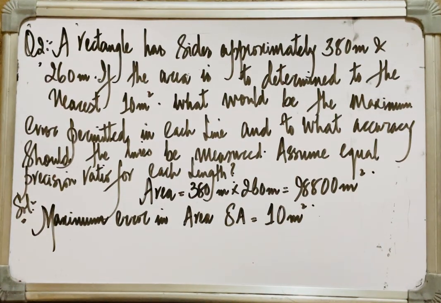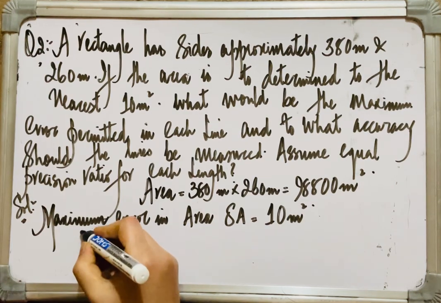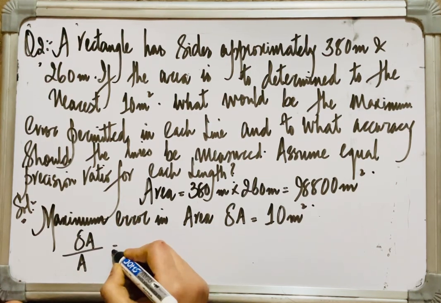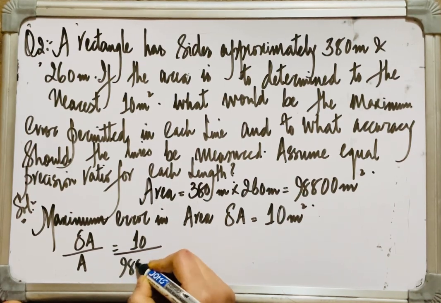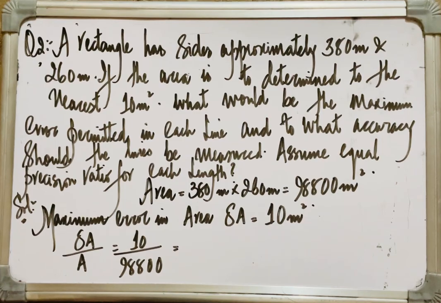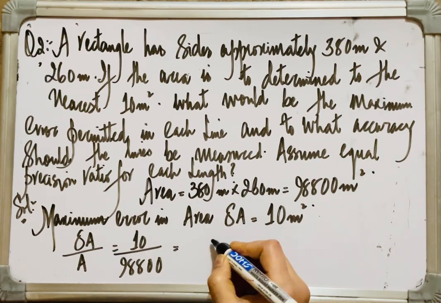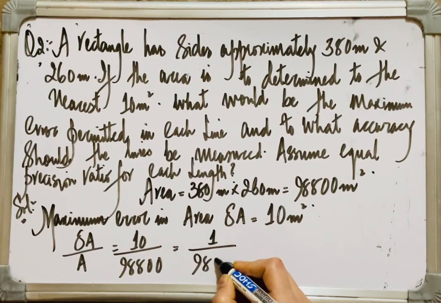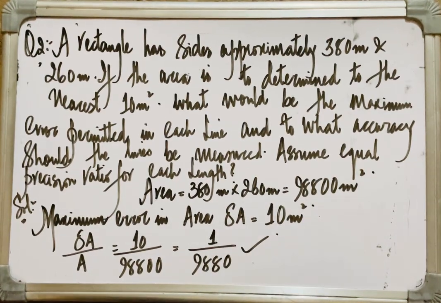Let me calculate the precision ratio for area. That is delta A divided by A, this is 10 divided by 98800. This is a dimensionless quantity, and this is equal to 1 by 9880. This is my precision ratio for the area, wherein we have been told that area is to be determined to the nearest 10 meter square. That is, maximum error in area is 10 meter square. I calculated the precision ratio in area and it came equivalent to 1 by 9880. Let me rub it first so that we can proceed.